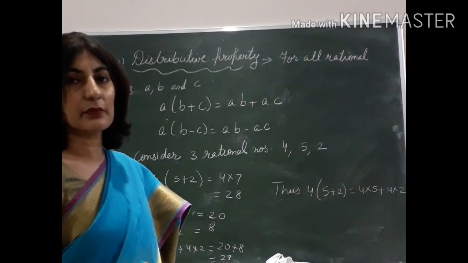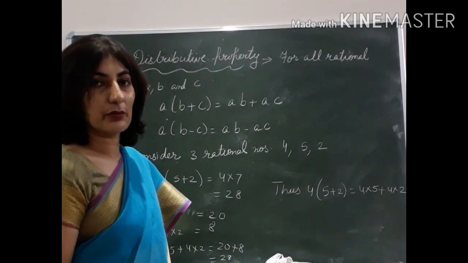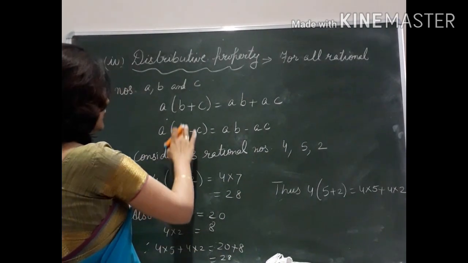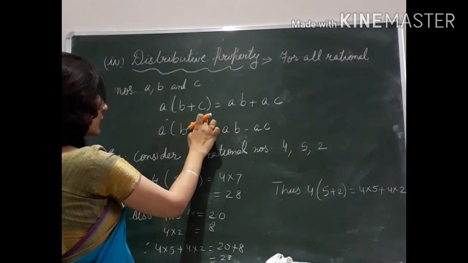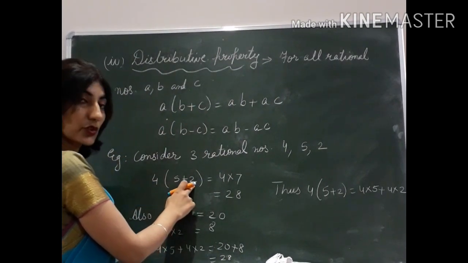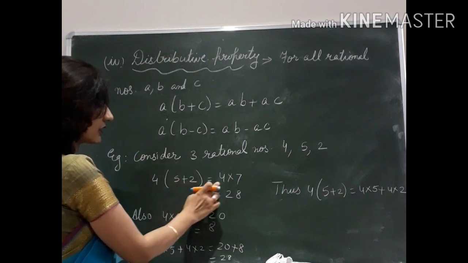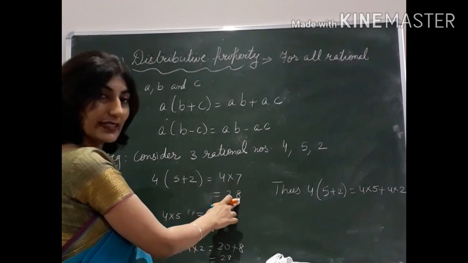I have taken very simple rational numbers 4, 5 and 2. You can take some other rational numbers also. So what I am going to do, I am going to put here the values a into b plus c, that is 4 into 5 plus 2. If I solve this, first I will solve the bracket. 5 plus 2 is 7, so 4 multiplied by 7 is 28.